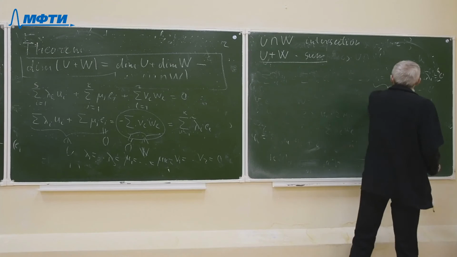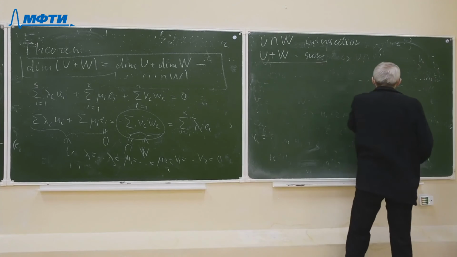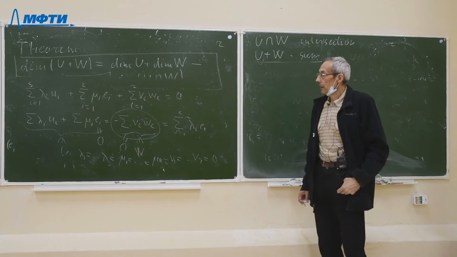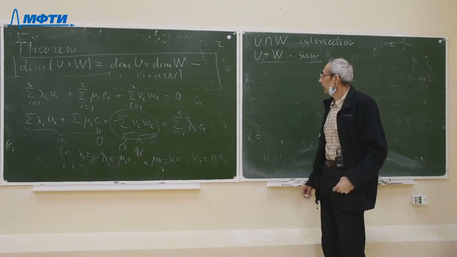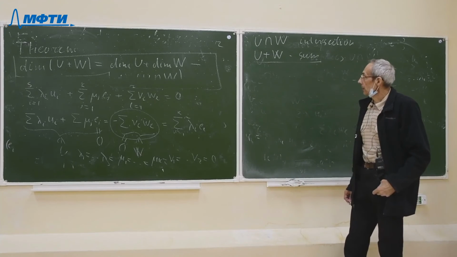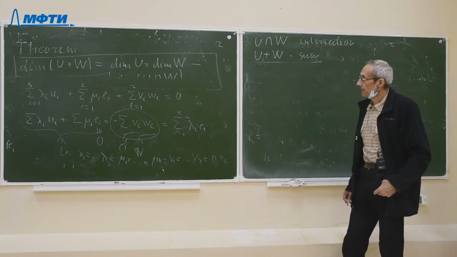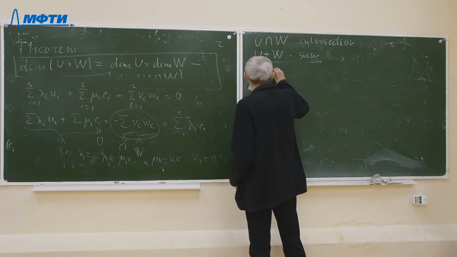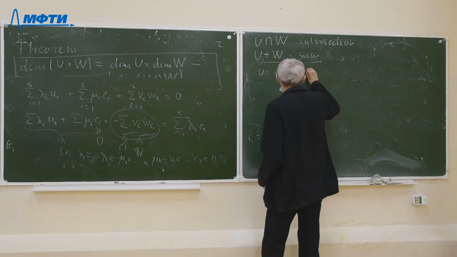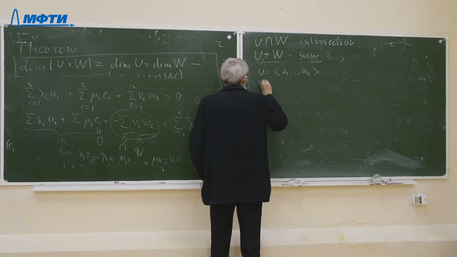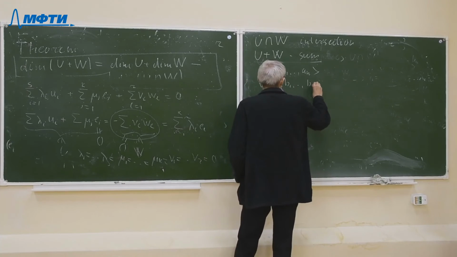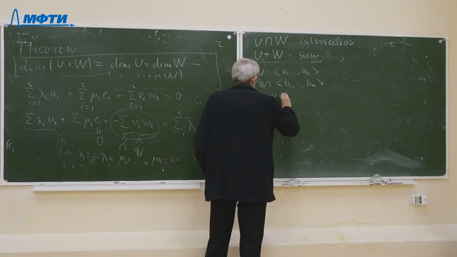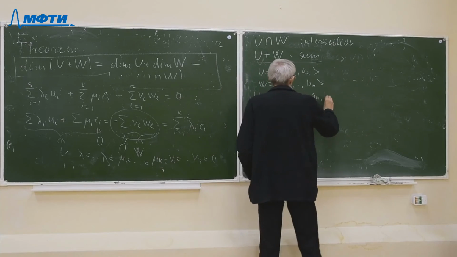And how to find the sum and intersection of some vector spaces? The algorithm to find the sum and intersection. For this, we can use the two above-mentioned presentations of the subspace. If U is a linear span of some vectors a1, ..., an, and W is a linear span of some vectors b1, ..., bm, it is easy to see that the sum is a linear span of the union of these vectors.